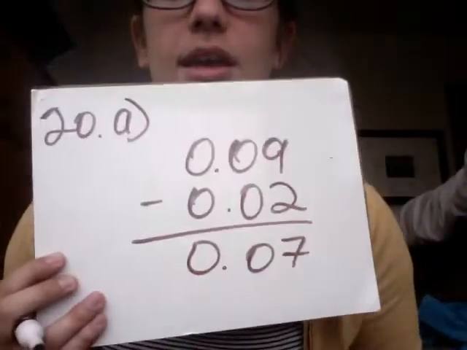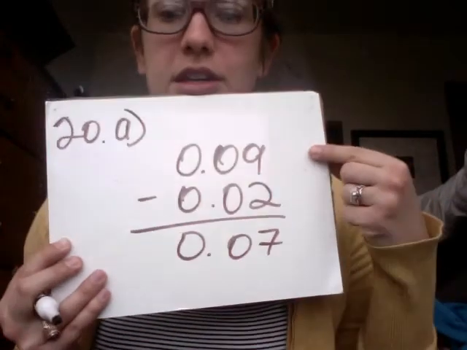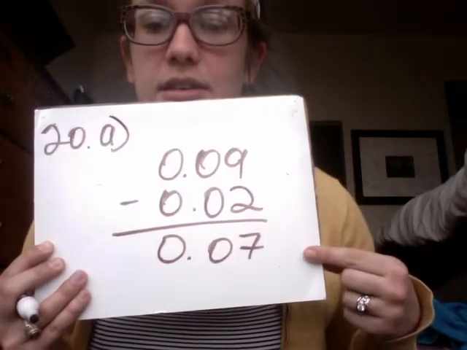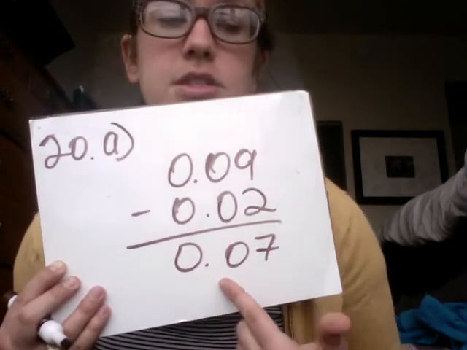Okay, 20A is 9 hundredths minus 2 hundredths. You do it, I just did it. Okay, if you need to pause me, pause me. I'm about to reveal it. Okay, 9 hundredths minus 2 hundredths. We can do 9 minus 2, 7, and then nothing in my tenths place or my ones place. So that's your answer.